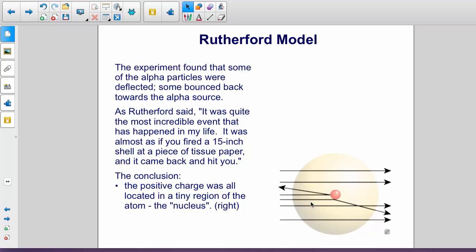But the alpha particles didn't go straight through. The experiment found that some of the alpha particles were deflected. Some bounced back towards the alpha source. And as Rutherford said, it was quite the most incredible event that has happened in my life. It was almost as if you fired a 15-inch shell at a piece of tissue paper and it came back and hit you. The conclusion? The positive charge was located in a tiny region of the atom, which ended up being called the nucleus.